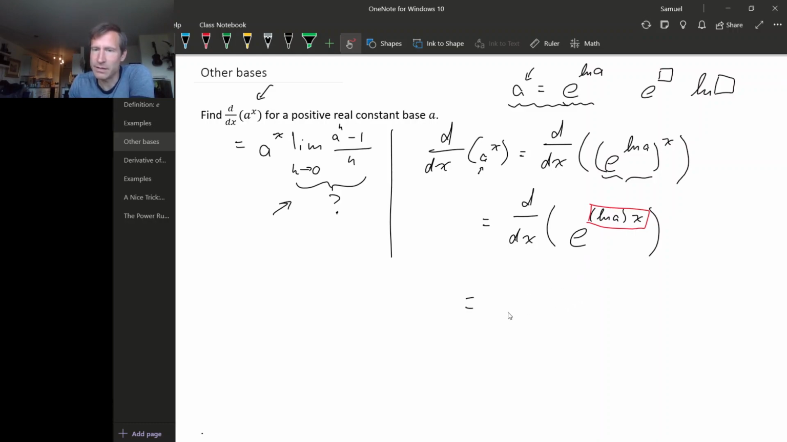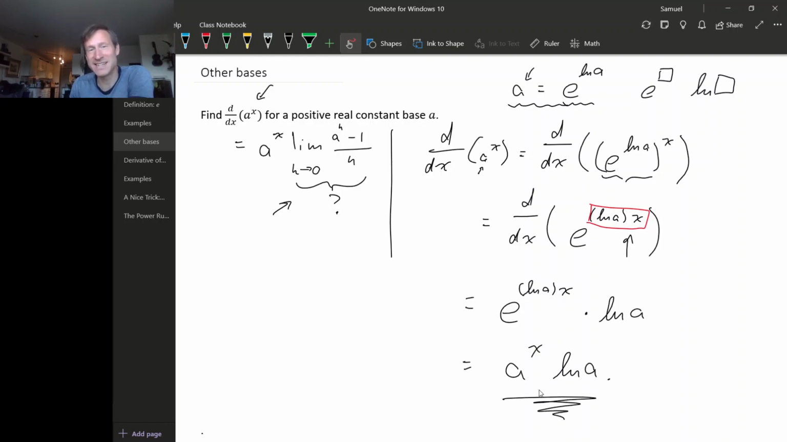So the derivative is e to the same thing, natural log a times x. And then we have to multiply by the derivative of the stuff inside. And the derivative of natural log a times x, remember, natural log a is a constant. So this is a constant times x, and the derivative of that is just the constant, so natural log a. Of course, e to the natural log a times x, that's a to the x. Okay, so this is what we got for the derivative of a to the x.